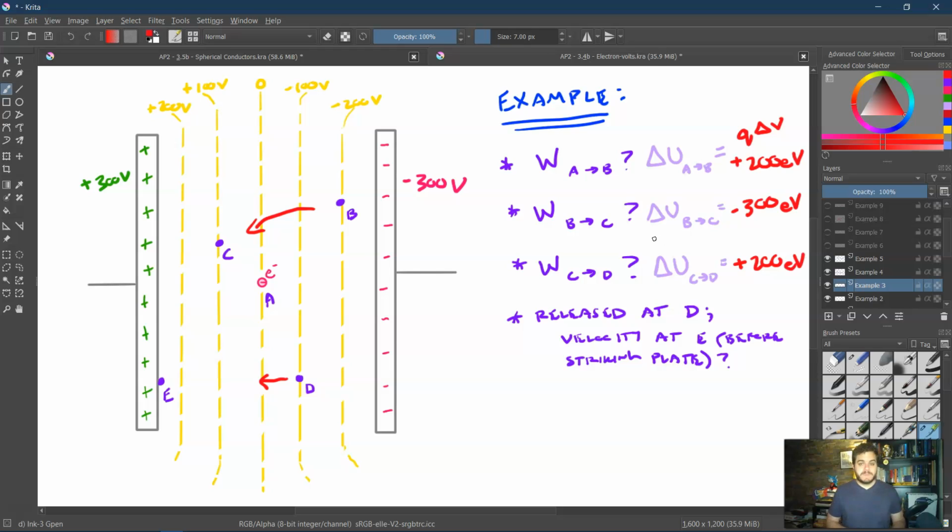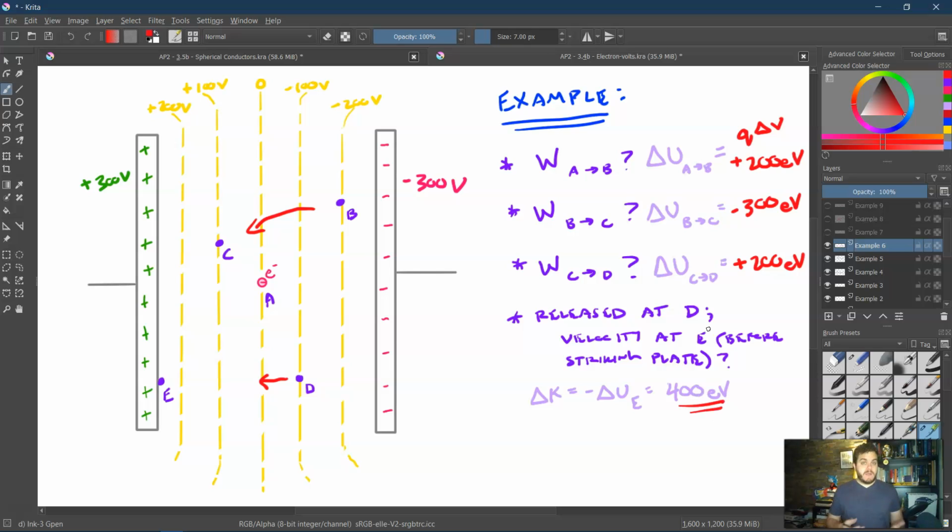Nice and simple. All right, so let's say we release it at D, and then it's going to speed up and go to E. Well, how exactly can I do that? Well, let's first figure out what is the change in kinetic energy going to be. Well, that's going to be the negative change in electric potential energy. Whatever it gains in kinetic, it lost in electric potential. And if we look, that is 400 volts. Now, it would have been negative 400, but we have this negative here, so it's going to gain 400 electron volts of kinetic energy.